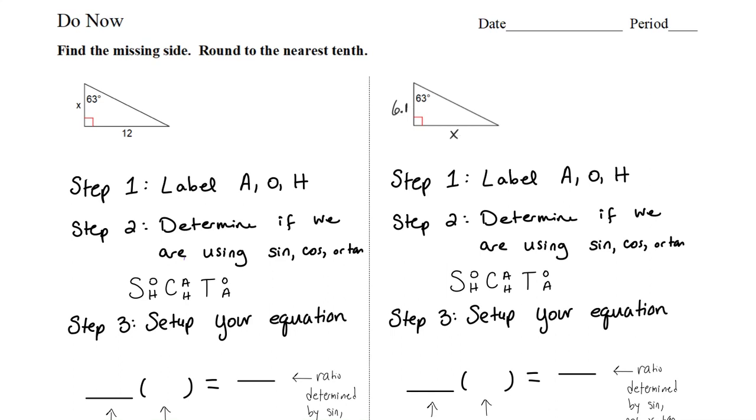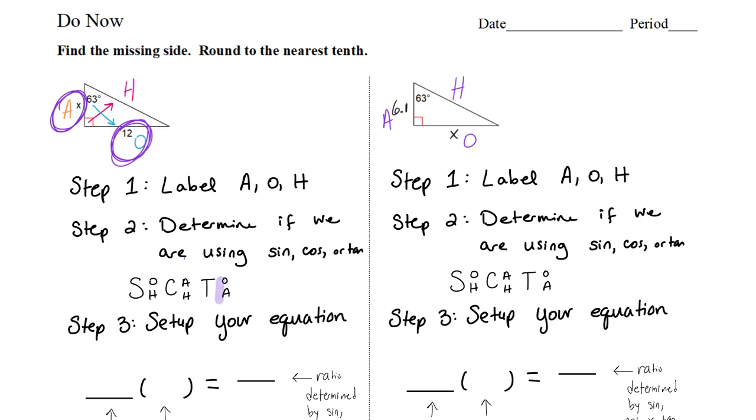When we are solving for a missing side in a triangle, we begin by labeling our hypotenuse, which is across from the right angle, our opposite, which is across from the angle we know about, and our adjacent. So on both of these triangles, the hypotenuse, opposite, and adjacent are in the same place because the angle has not moved.